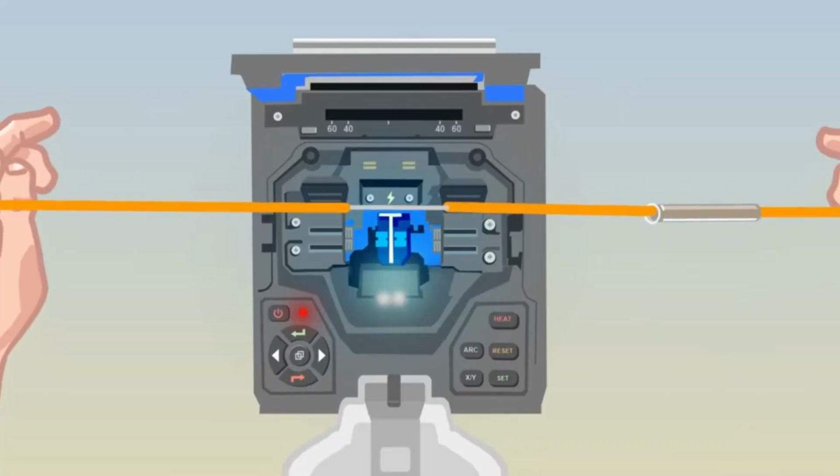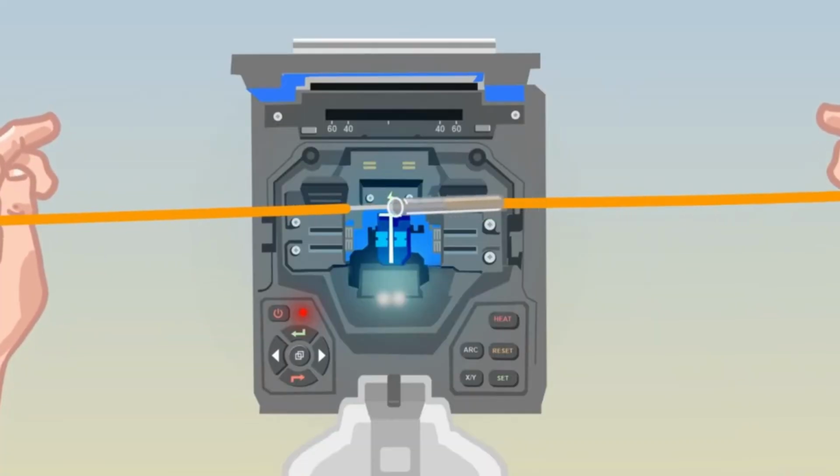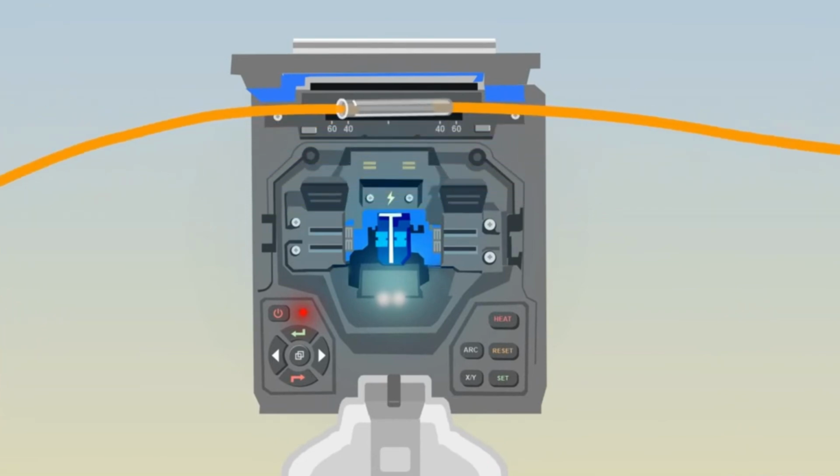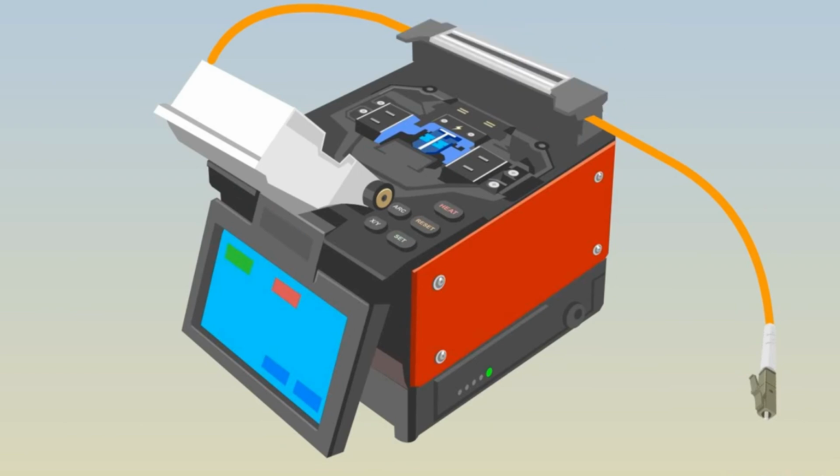Fusion splicing. Initiate the fusion process. The machine will heat and fuse the fibers together. This usually takes a few minutes, depending on the machine and type of splice.